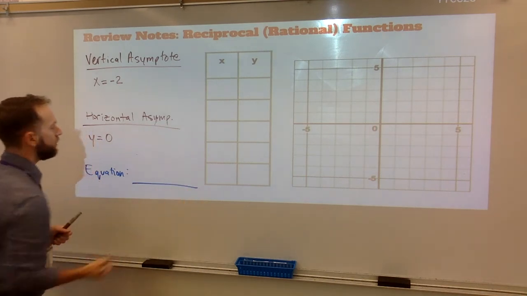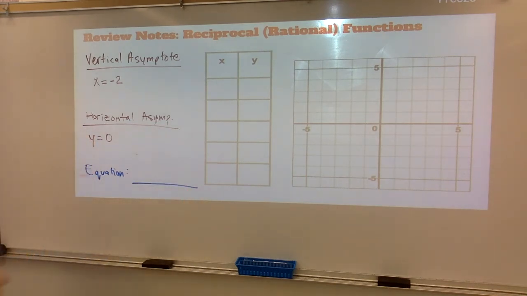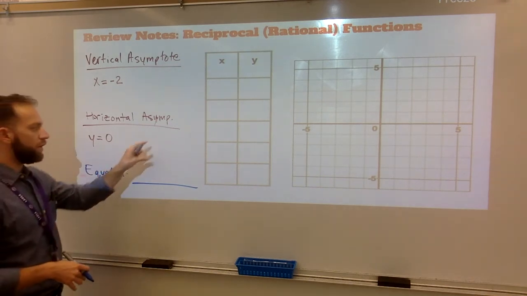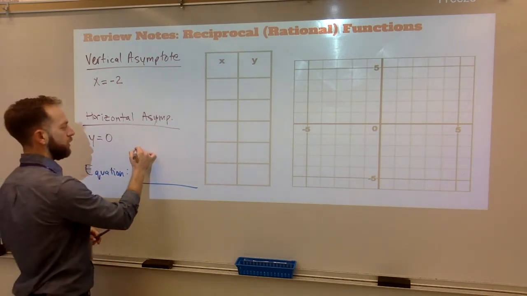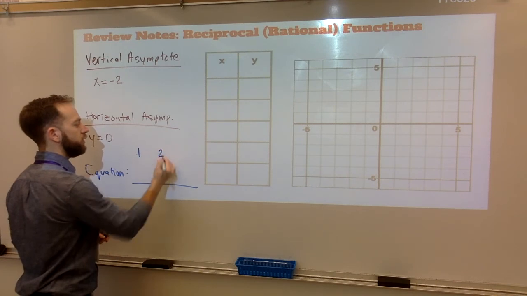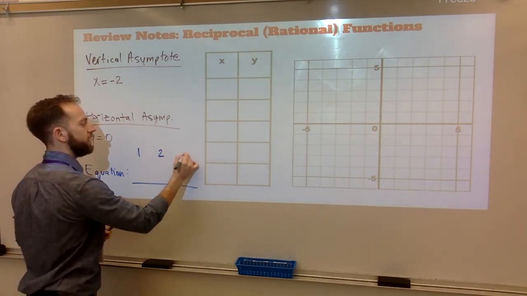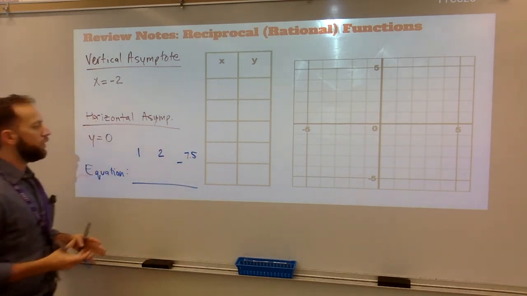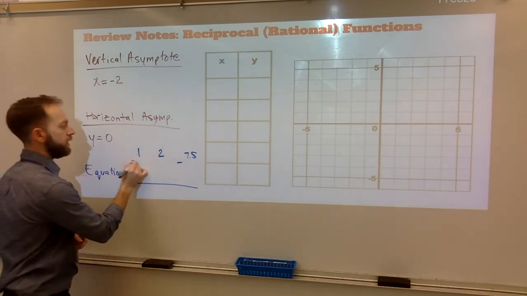Well, there's a few possible answers for this, but you do know two things. You know that the horizontal asymptote is y equals 0, which means that you have a constant on top. So it could be a 1, or it could be a 2, or it could be a -7.5. You don't know, but you know the numerator is a constant.